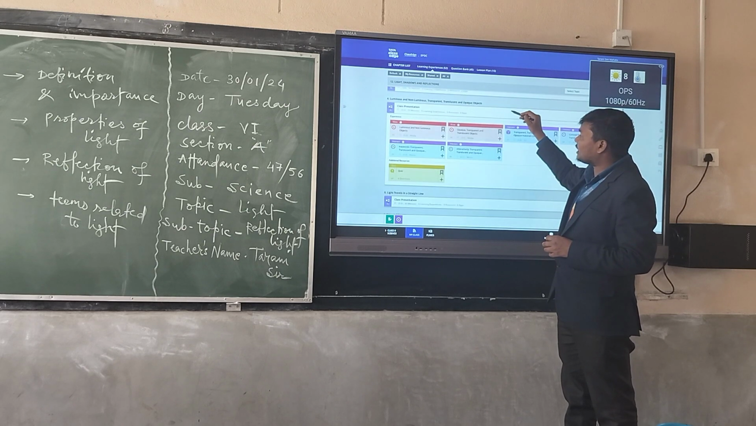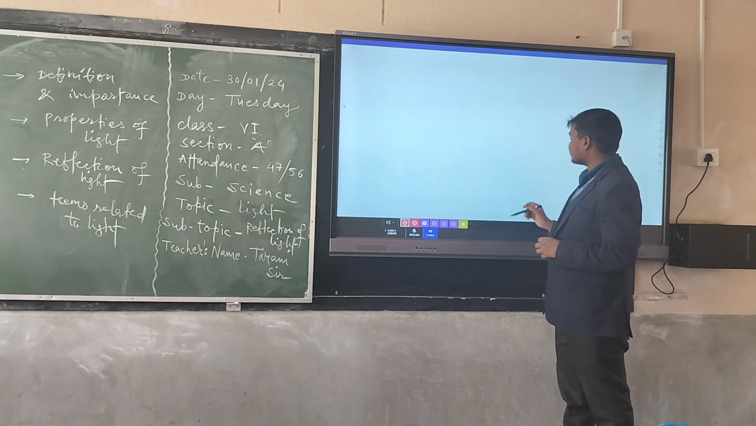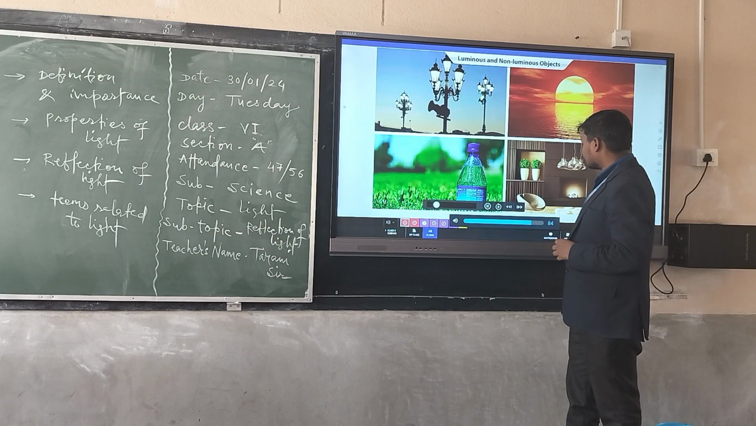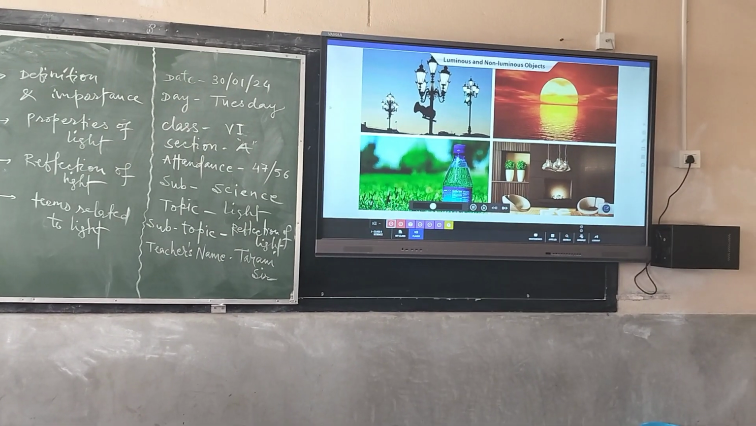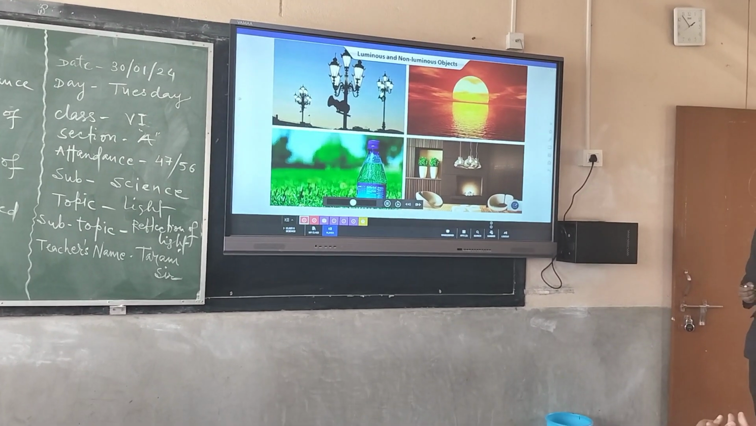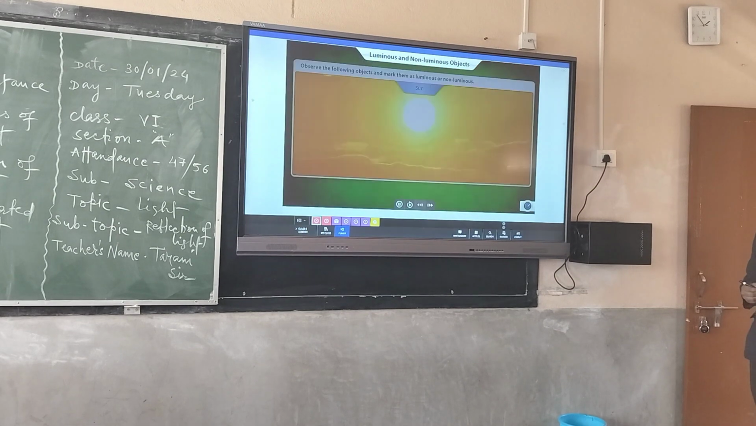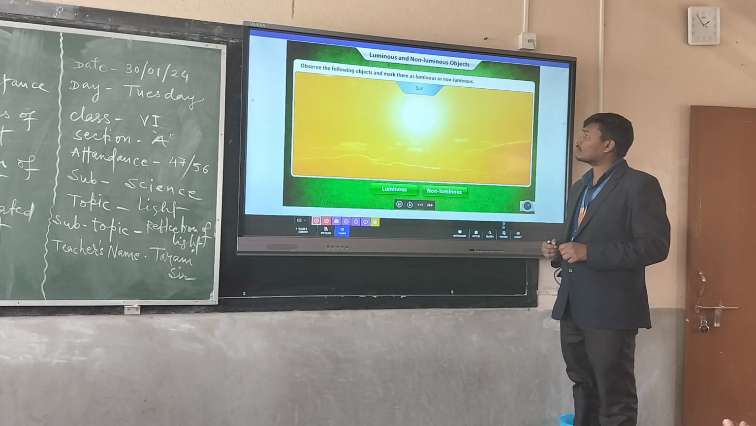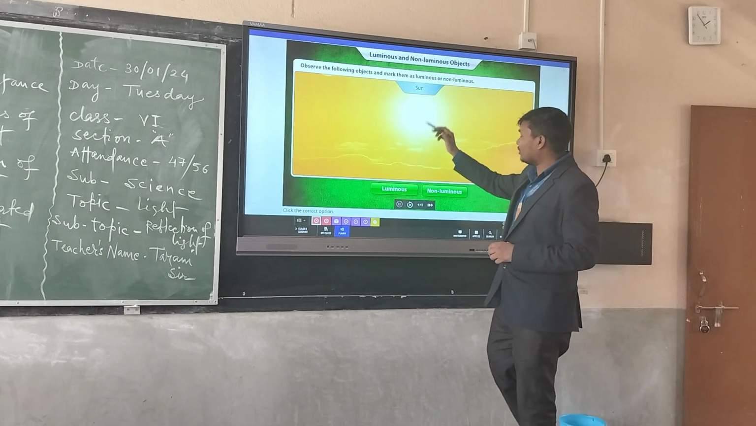So here we will see luminous objects and non-luminous objects. Does everyone see this side? Objects which emit light of their own are called luminous objects, and those which do not emit light of their own are called non-luminous objects. Observe the following objects and mark them as luminous or non-luminous. Tell me, is the sun luminous or non-luminous? Luminous. Very good.